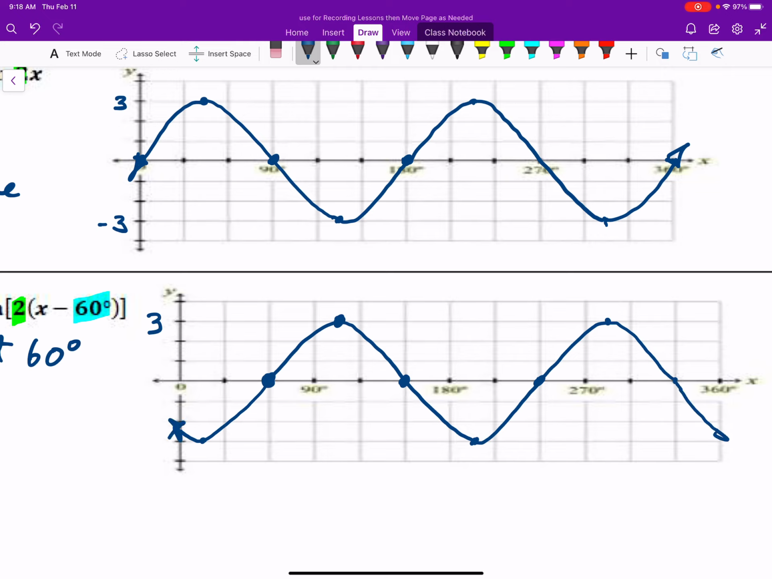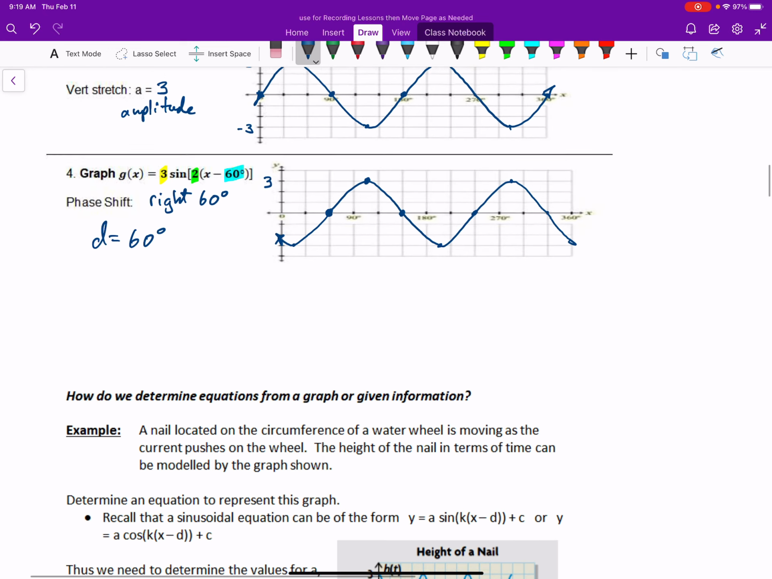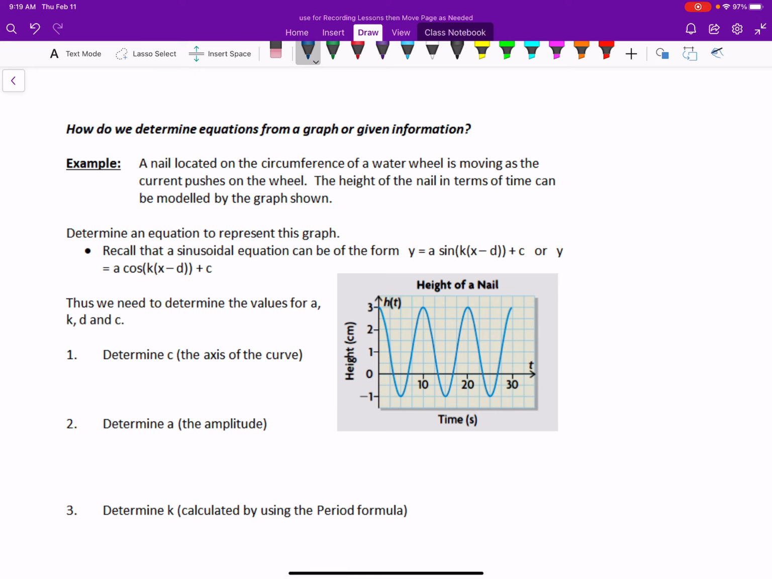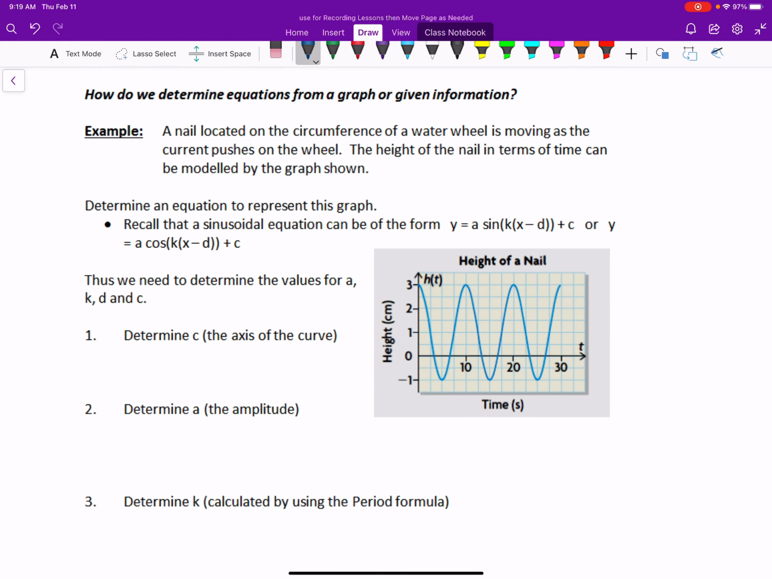So that's how we can do transformations of sinusoidal graphs, exactly the same as you do exponential graphs, exactly the same as we do any kind of function. Any function can be transformed using those same A, K, D, and C values. We can also use them, A, K, D, and C, to work backwards to help us create equations from graphs.